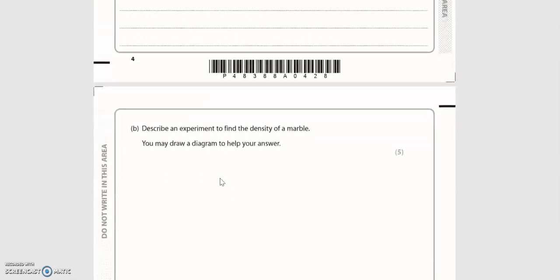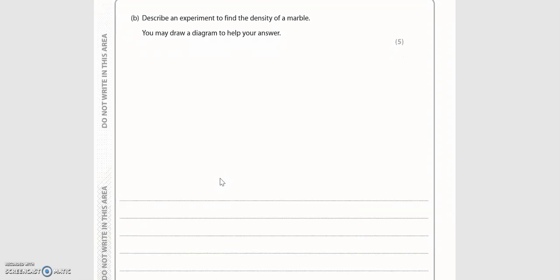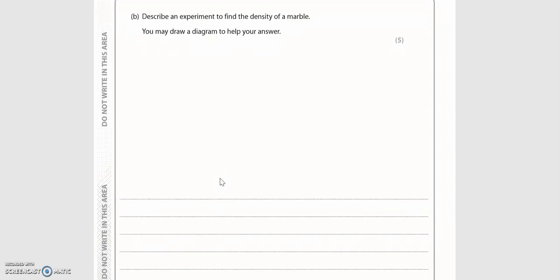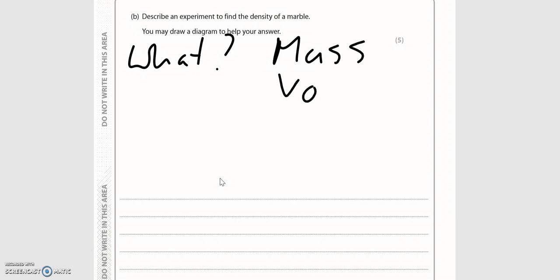The second part says describe an experiment to find the density of a marble. Any kind of describe an experiment question that you get, you should try and follow the same process. First of all, write down what it is that you will measure. In this case, you will need to measure the mass and the volume, and you should get a mark for each of those.